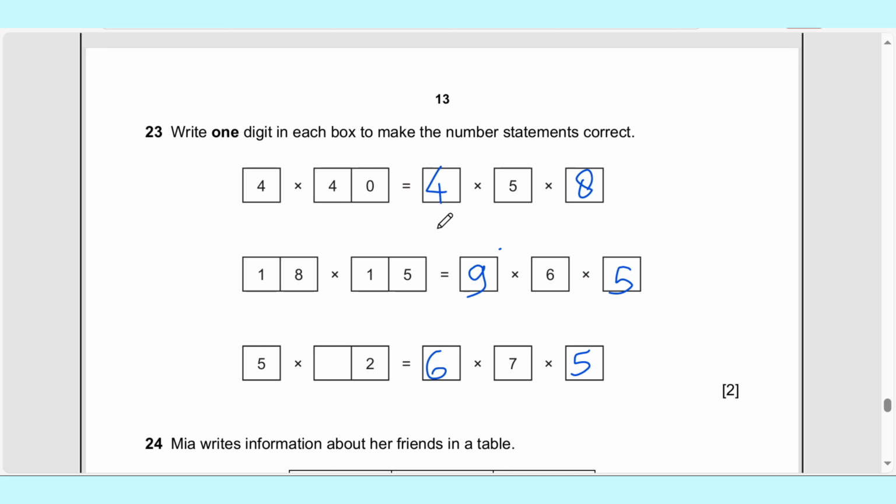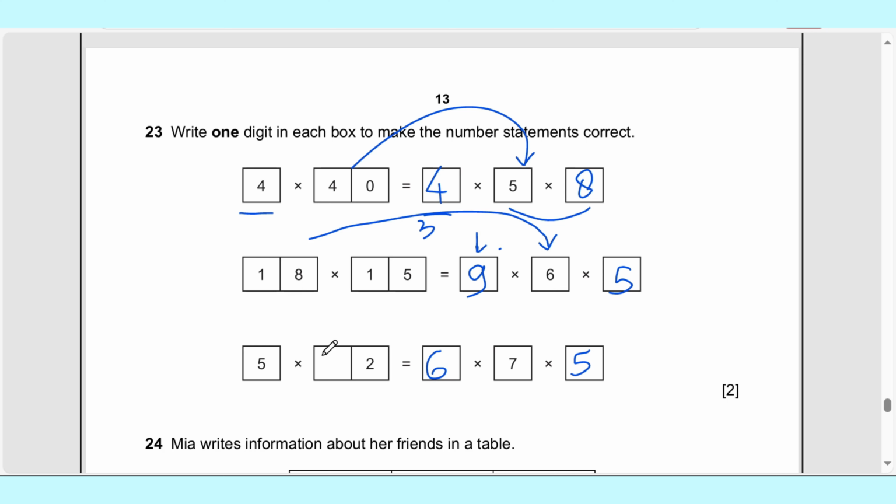Here we see that we have 4 and we just write 4, and 40 we break up into 5 times 8, that is 40. That's easy for the first one. Now for the second one, 18 times 15. We are already given 6 here, so 18 divided by 6 is 3, so we keep 3. Now 15 must have the factor of 5, so we write 5 here. Then 15 divided by 5 is 3, and from here we also have 3, so 3 times 3 is 9.